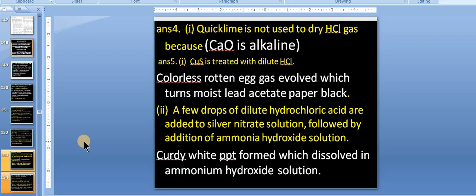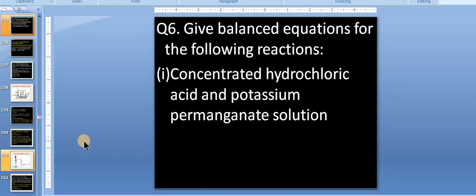Okay, so the next question is on your screen now. Please see: concentrated hydrochloric acid and potassium permanganate. So before writing any reaction, I would like to ask you one question. Potassium permanganate is an oxidizing agent or a reducing agent? In the last classes we have discussed in detail. KMnO4 is an oxidizing agent or reducing agent? Absolutely right answer. As I can see from the chat, students are writing the right answer.